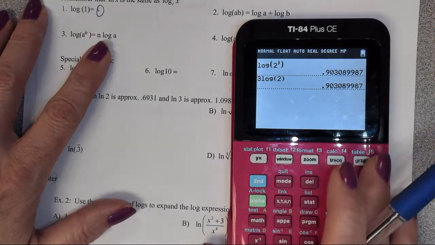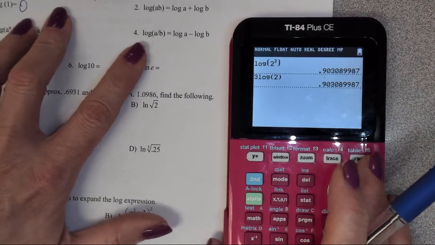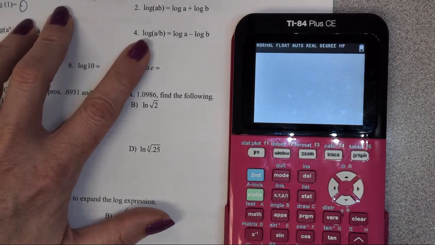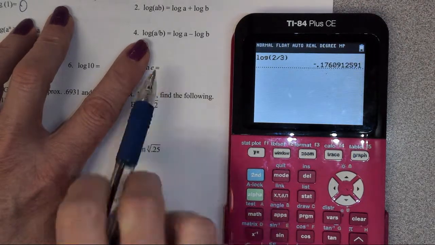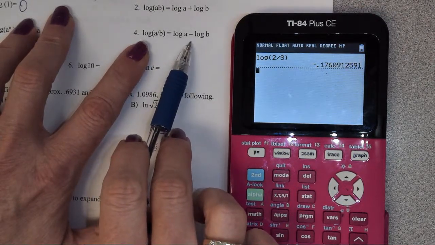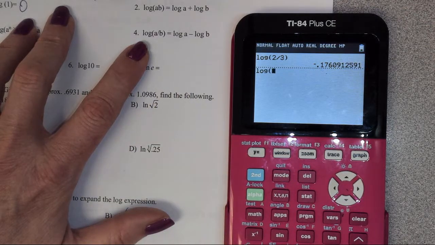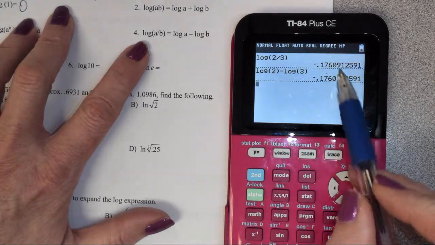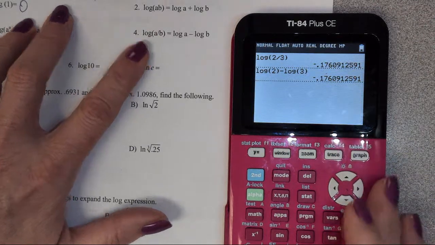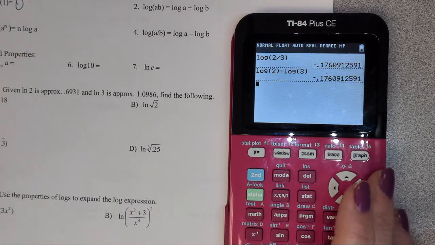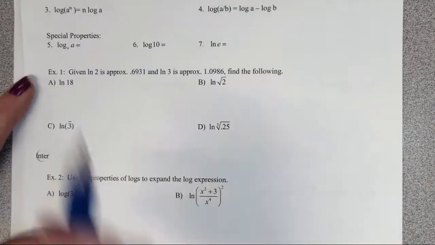So this is our next property. If we have division, if I have log 2 divided by 3, what is this saying it's the same as? Log what? Log 2 minus log 3, right? And see how those are exactly the same. Okay? So these are properties, they are not very intuitive, so you do have to memorize them.